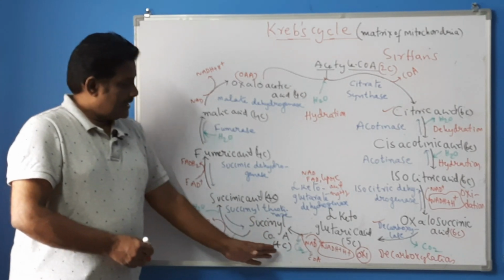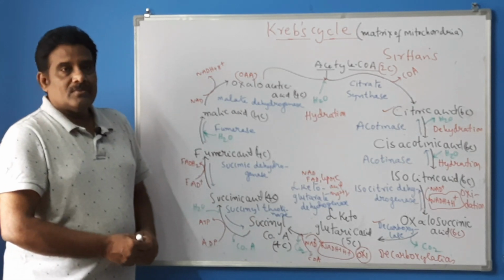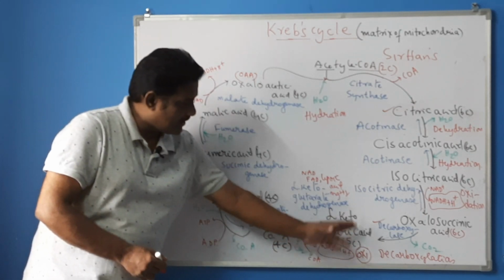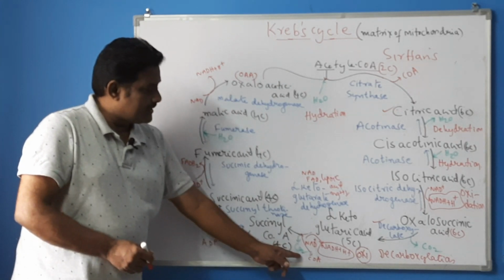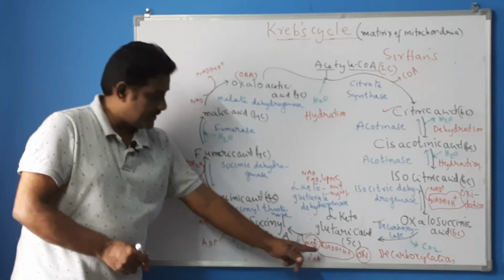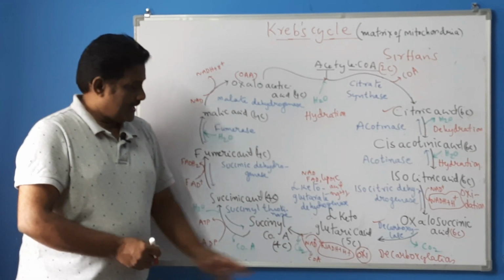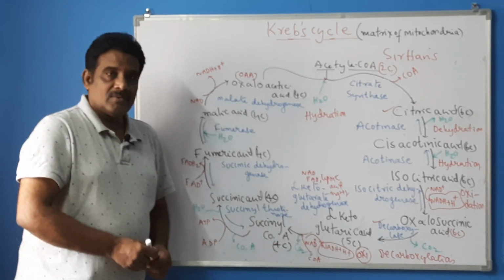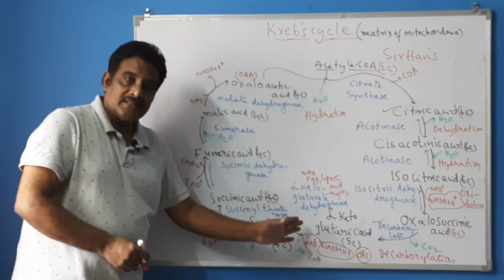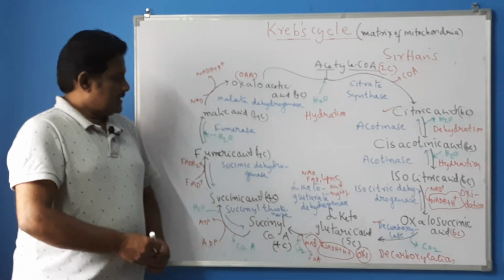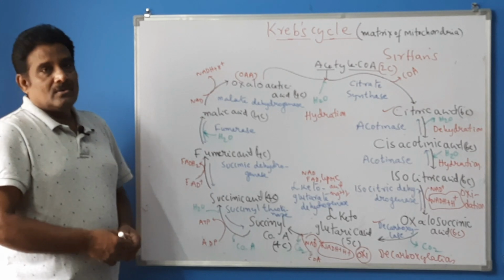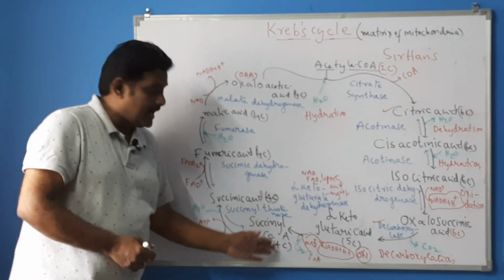But here succinyl coenzyme A is a 4-carbon compound. Already I told you alpha ketoglutaric acid is a 5-carbon compound. Here one decarboxylation happened, oxidative decarboxylation, decarboxylation followed by oxidation. So one carbon is lost in the form of carbon dioxide, and succinyl coenzyme A, a 4-carbon compound, is formed. But coenzyme A is added here.